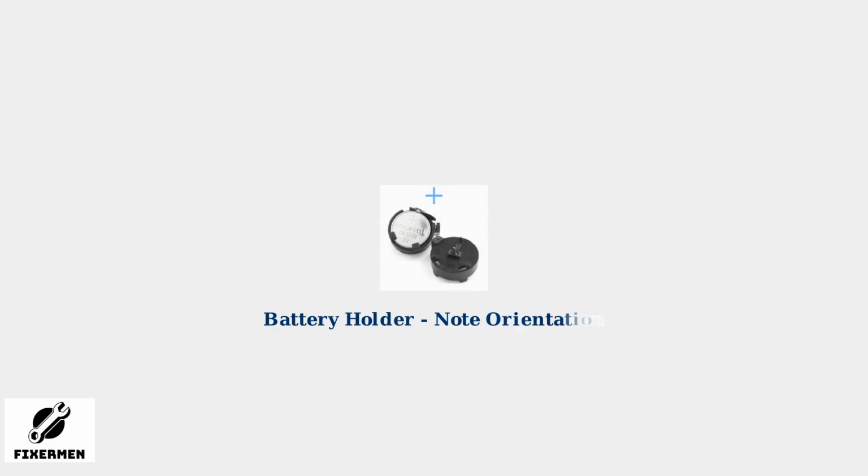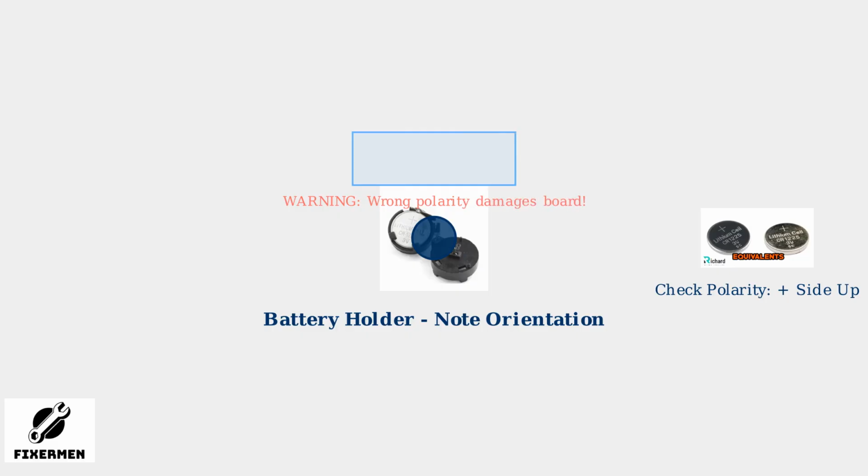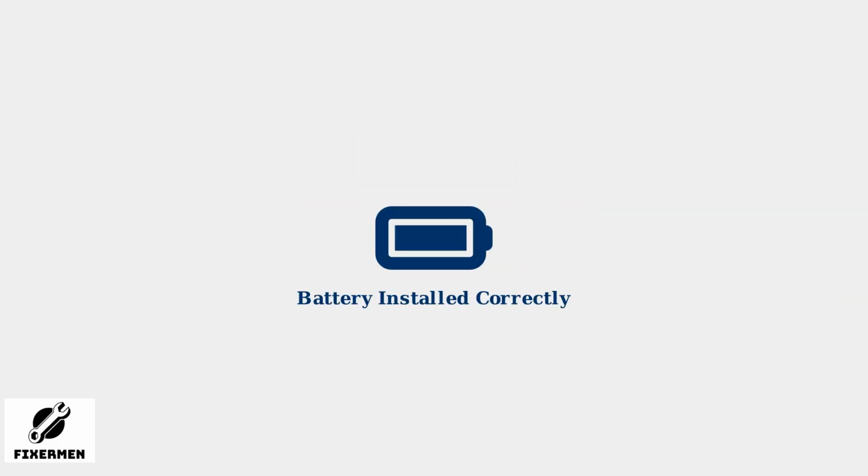Ensure the battery is oriented correctly, with the positive side up as indicated by the plus sign on the battery and the holder markings. Insert the battery into the holder, making sure it's securely seated. The battery should fit snugly without any gaps. Double-check the polarity before proceeding. The positive side must face up as marked on the holder. Incorrect polarity will damage the circuit board. Once the battery is properly installed and polarity confirmed, you can proceed to reassemble the camera.